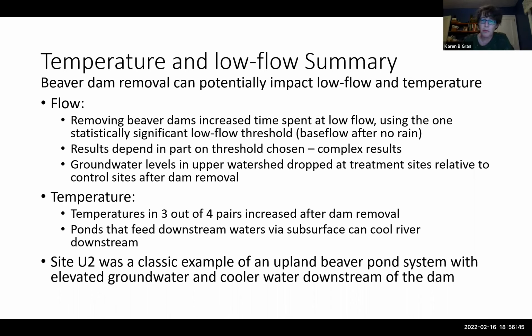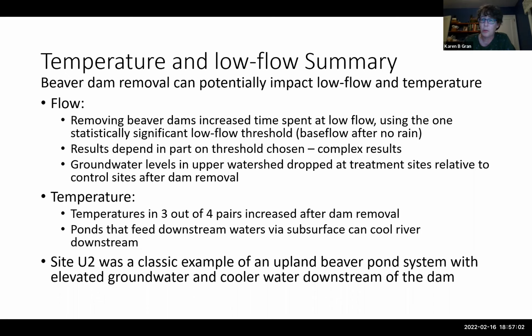What does this all mean? Well, when we take it in combination, the data do not support all of the reasons for removing beaver dams in the Knife River to benefit steelhead. Our data indicate that removing the dams can cause lower low flows and warmer temperatures downstream. And we'll hear in a few minutes about how they impacted fish movement.